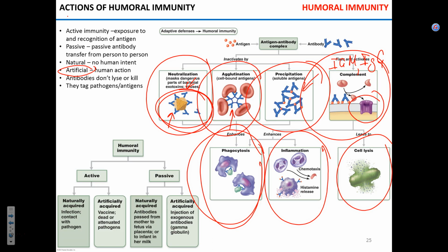Does that make sense? Now, there is also a division into passive versus active. Active immunity implies that there is an exposure to an antigen. So again, when you get a vaccine, or you get an infection, or you're bitten by a venomous snake, that's active immunity.